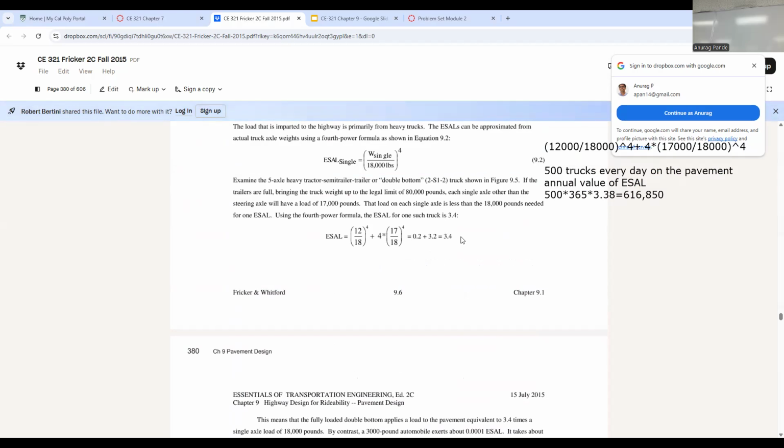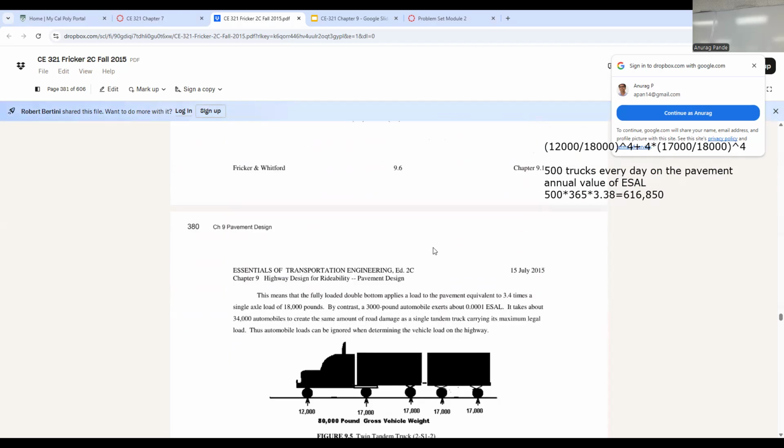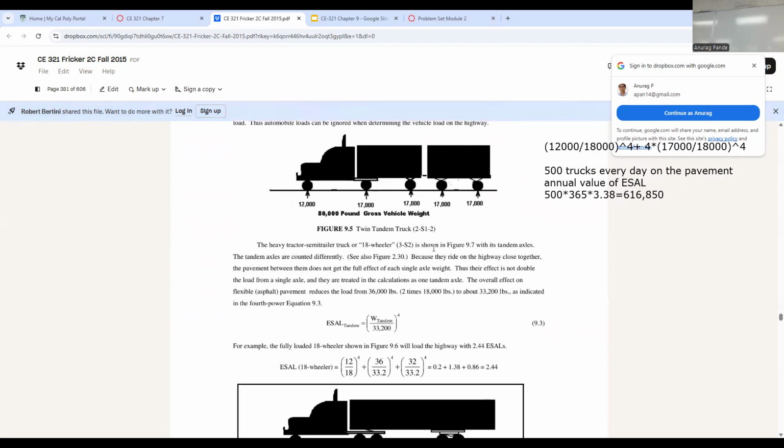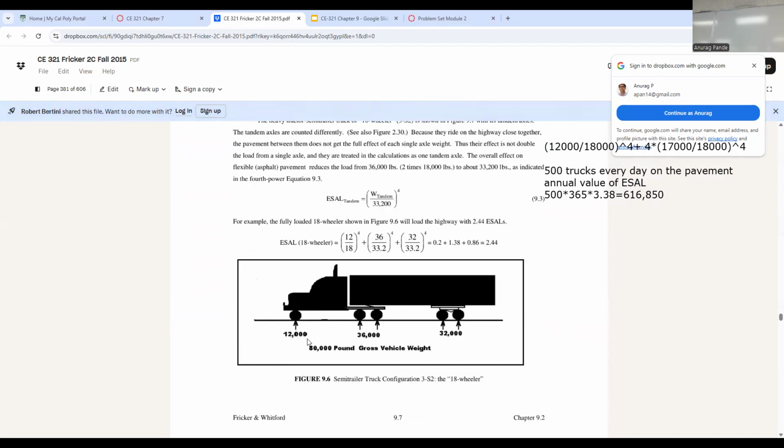3.38, they just rounded it up to 4. That's fine. And let's look at if you have tandem axle, right? If you have tandem axle like this, for this one, they do exact same thing. 12/18 for the single axle front, and then you have 36,000, 33.2, 33.2.